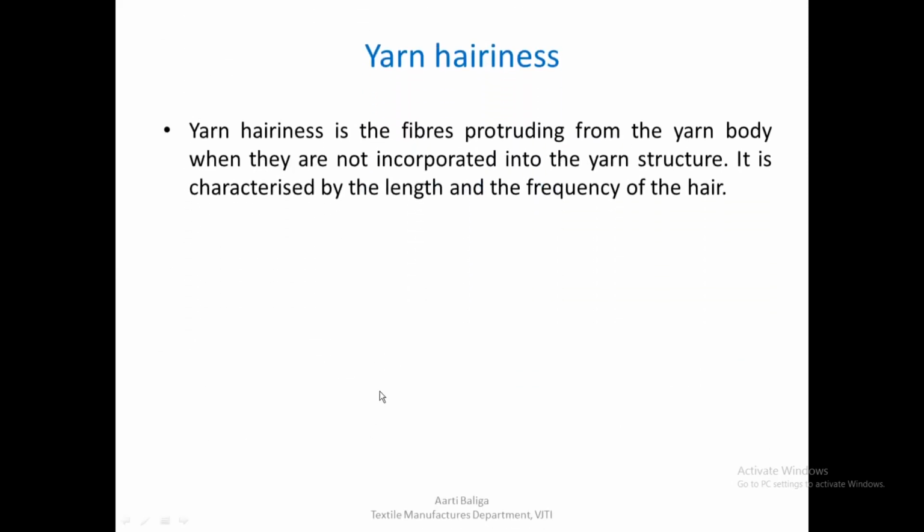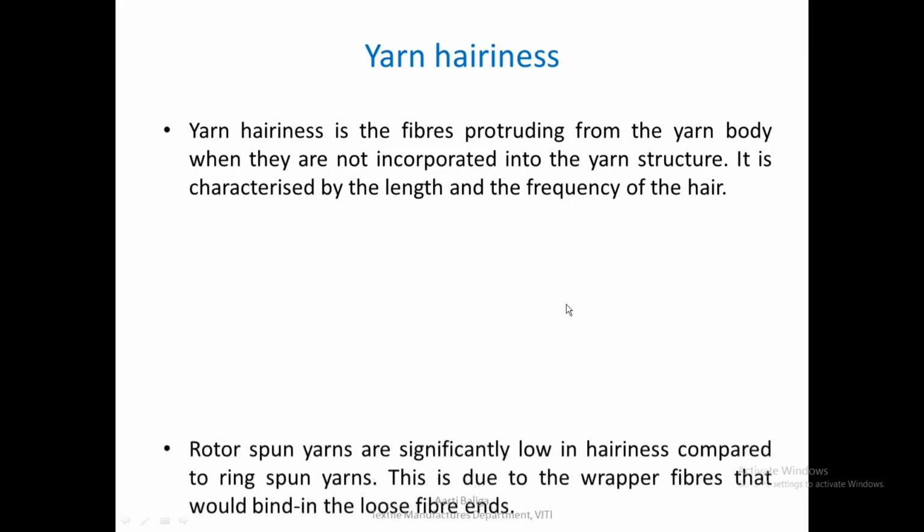Now we come to the next property of rotor spun yarn, that is yarn hairiness. Yarn hairiness is the fibers protruding from the yarn body when they are not incorporated into the yarn structure. It is characterized by the length and the frequency of the hair. So whenever you measure yarn hairiness, it is measured in terms of the length that is protruding out of the yarn body, and also the number of hairs that are protruding out, so the frequency of the hair.